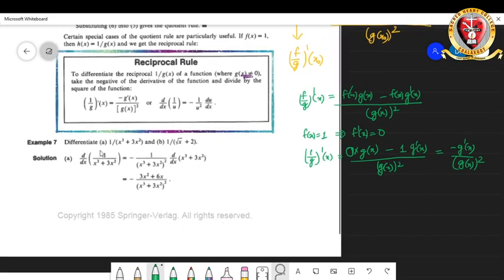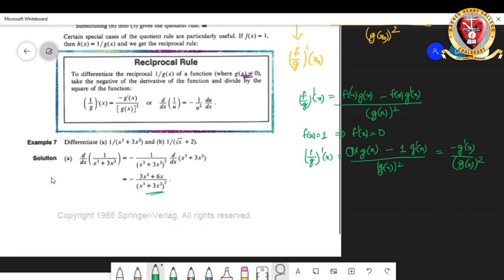Let's see example 7. You have 1 by x cube plus 3x squared. So if it is given and you have to find the derivative, what you have to do? You have to write minus 1 by the term square first. Minus 1 by x cube plus 3x square the whole square first, and then take the derivative of the term, d by dx of x cube plus 3x square. So you get minus 3x square plus 6x divided by x cube plus 3x square the whole square. So that's how you arrive at the answer here.